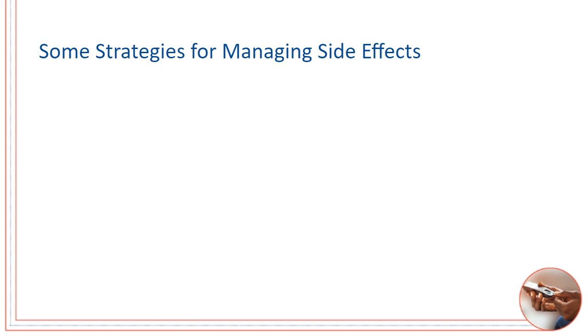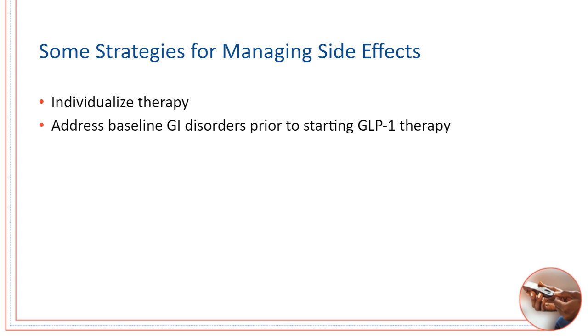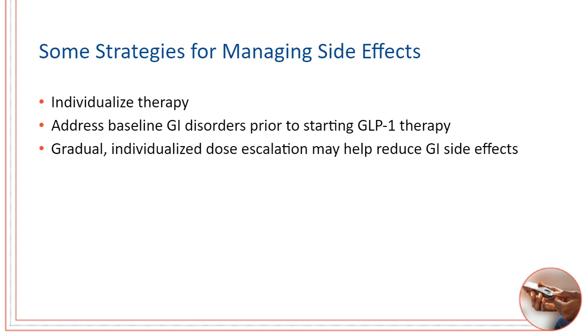So as we have been discussing, it's very important to individualize therapy for the patient, to address baseline gastrointestinal disorders before even starting the GLP-1 receptor agonist therapy. And gradual individualized dose escalation may help reduce the GI side effects. Titration is very, very important for helping patients to tolerate these drugs.